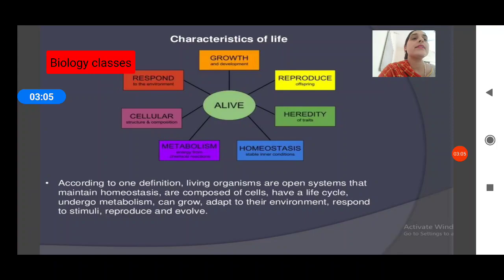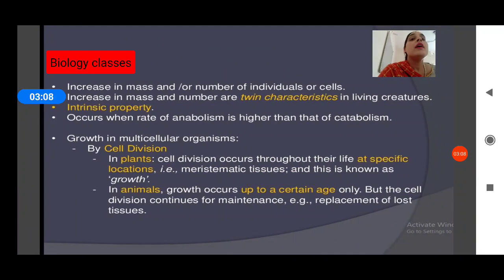Now the first characteristic is growth and development. In the case of growth, growth is defined as the increase in mass or the number of individuals or cells. It also shows some important properties called the intrinsic property and the extrinsic property. It means growth is of two types, intrinsic growth and extrinsic growth. When we talk about intrinsic growth, the growth occurs from inside the body of the living organism, and this is called the defining property of life.